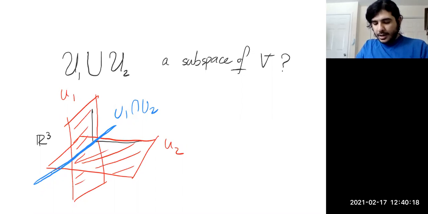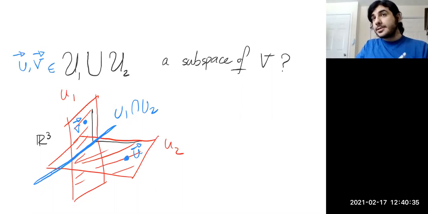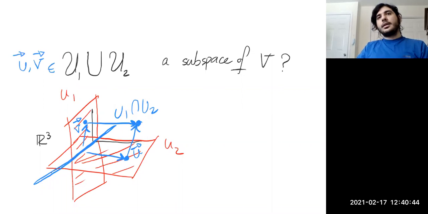Why? Well, this element here is something in U2, so it is in the union. This element here is in U1, so it's in the union. So u and v are in the union of U1 and U2, right? So their sum should be in the union. But what is the sum of these two vectors? The sum of these two vectors is something, for example, here, which is obviously not in the union of these two spaces. It's outside of them.